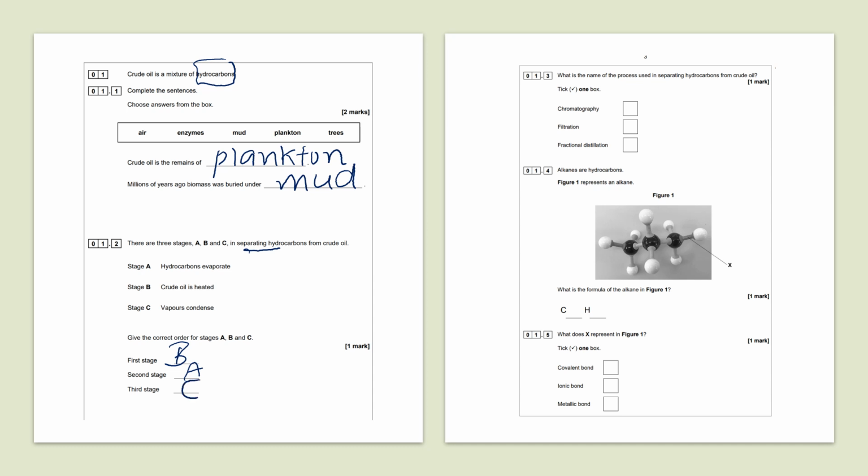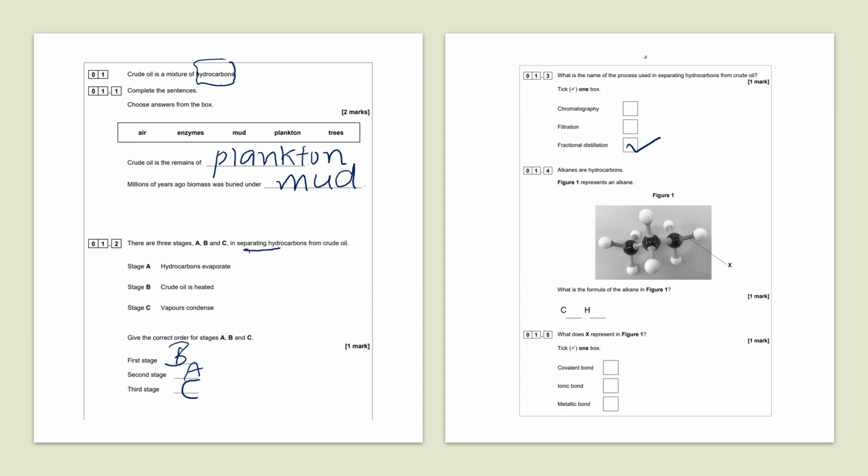1.3. What is the name of the process used in separating hydrocarbons from crude oil? So the answer here is fractional distillation, because you'll have a fractional distillation column that runs at different temperatures, which then allows you to collect different fractions. Filtration is a technique that's only used to separate a solid from a liquid which is not soluble in it, and chromatography is used for dyes and color separation.